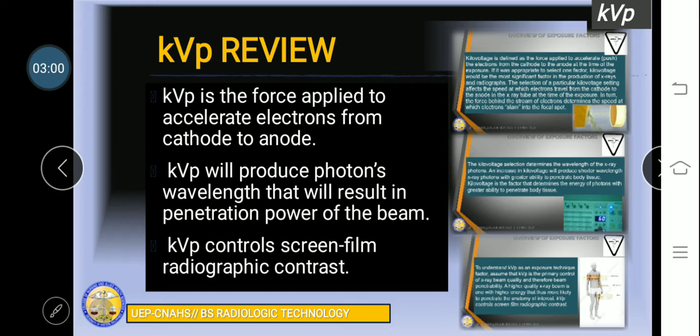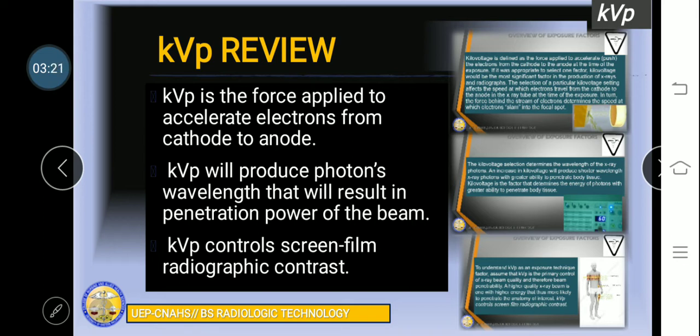Next, we said that, of course, this is the most important, KVP controls the screen film radiographic contrast. When we say contrast, this is the density difference on the radiographic film.